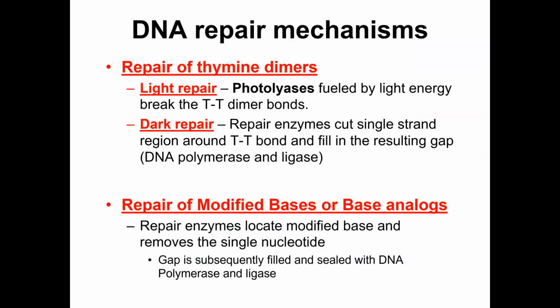Now, let's talk about repairing thymine dimers. How is it that we can survive in the presence of ultraviolet light for some time before sunburns happen? You actually have two repair systems for fixing thymine dimers. One repair system for if the sun is out, the light repair system, and then another system for when it's dark out, the dark repair system.